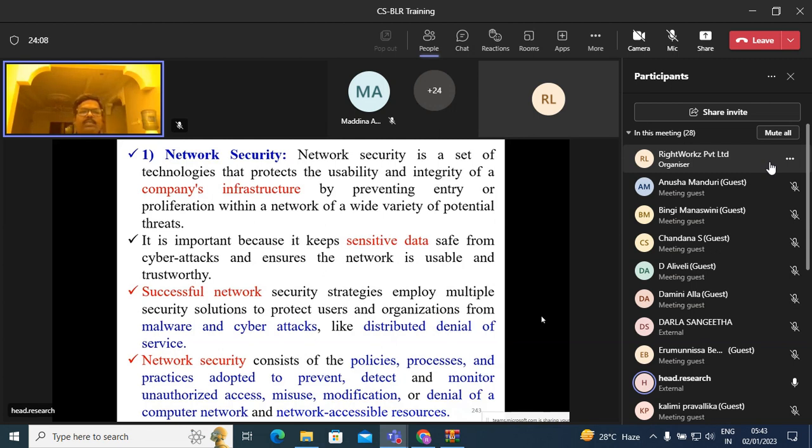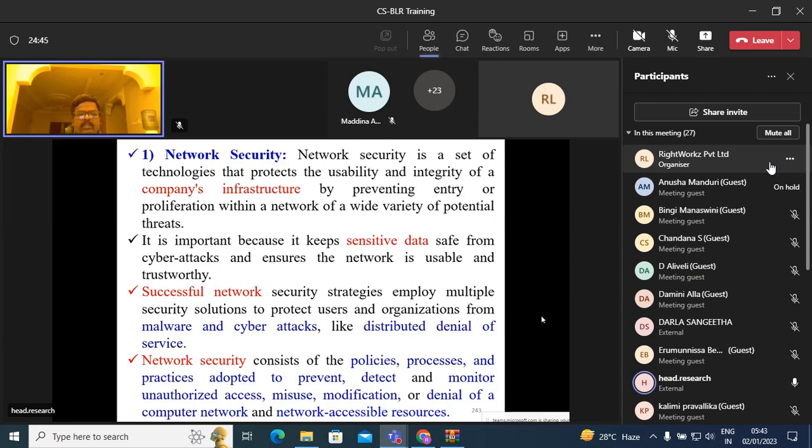It is important because it keeps sensitive data safe. That means we are protecting sensitive data of companies and any organization's data from cyber attacks, cyber criminals, and malicious attacks, and ensures the network is usable and trustworthy. So that is the aim of network security.